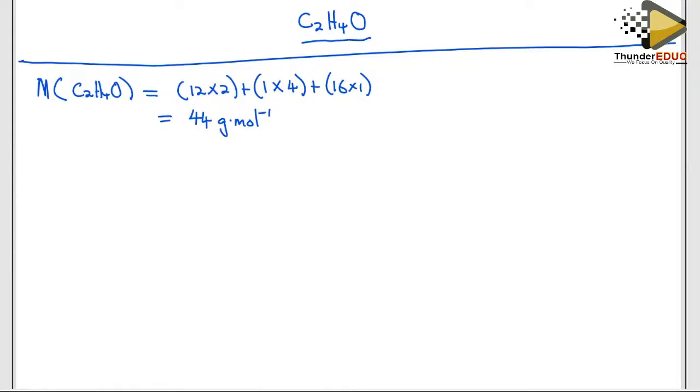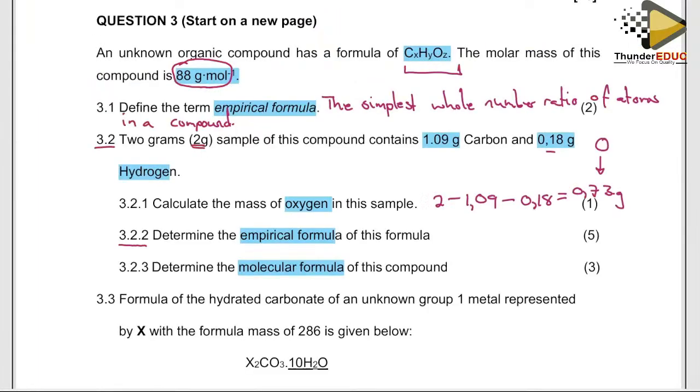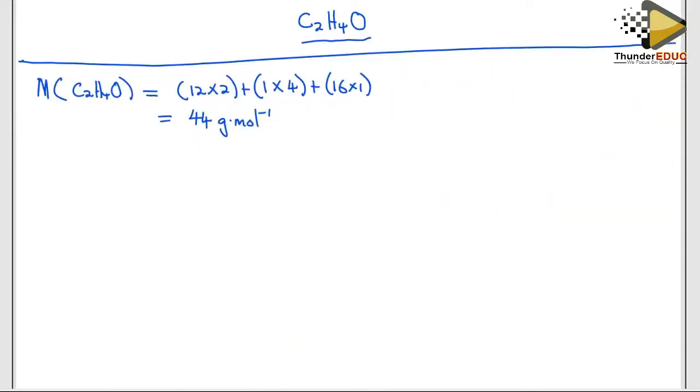Then after that, from the value that you're given, we are already told this is 88. So I'm going to divide my 88 by 44 to get the ratio. So the ratio there is equivalent to 88 all over 44. I'm going to get a value of 2, because 44 is half of 88.